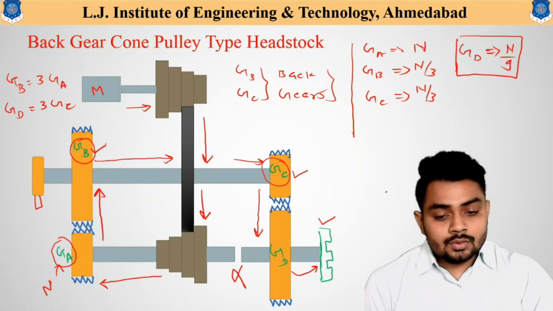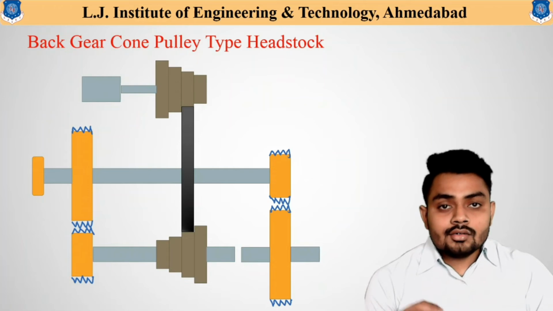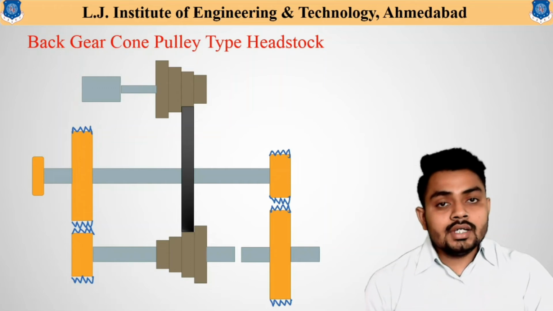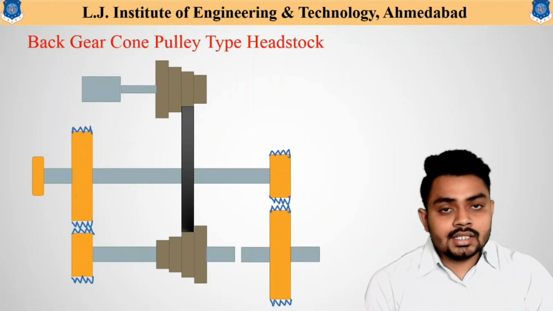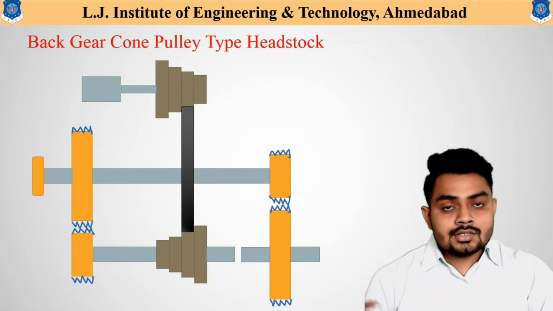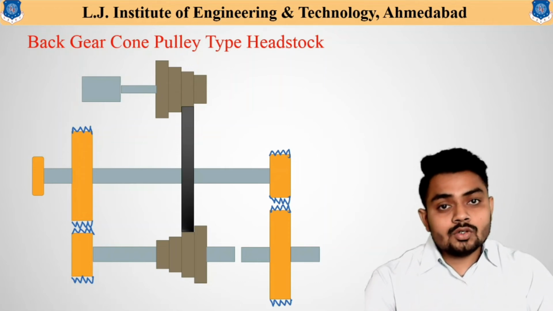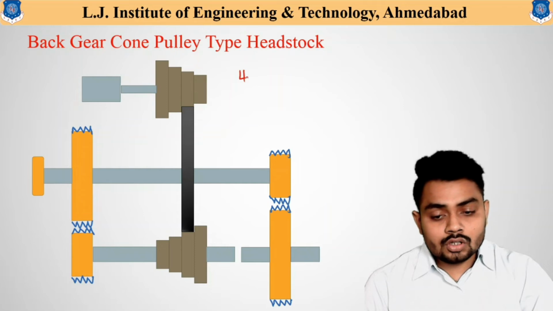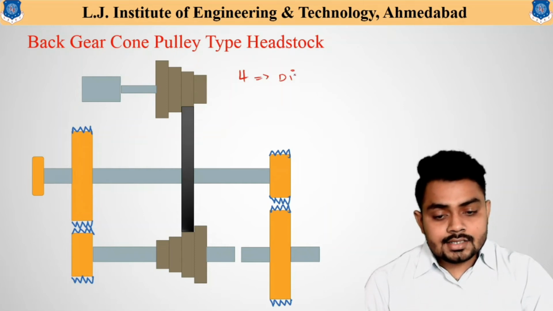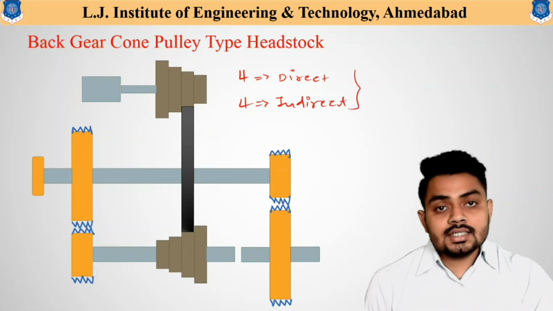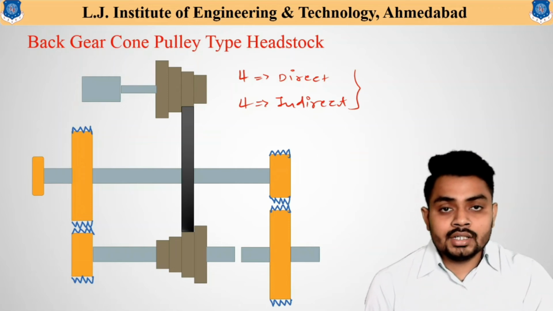So now you can say that as there are four direct speeds available, using these four direct speeds we can obtain four indirect speeds using this back geared cone pulley type arrangement. So from this particular figure, we can say that there are four direct speeds and four indirect speeds available. So a total of 8 speed variations can be obtained using this back geared cone pulley type arrangement.